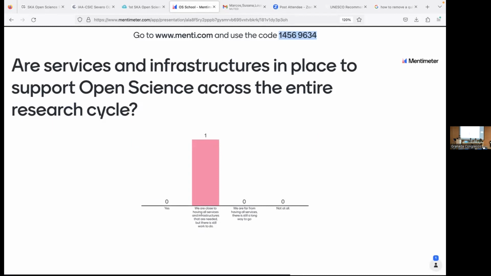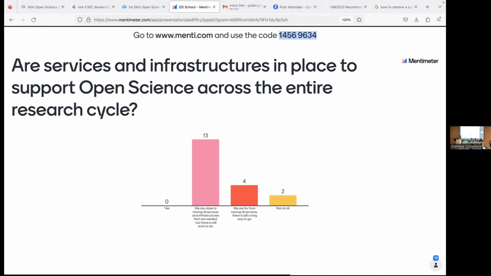Okay, so: are services and infrastructures in place to support open science across the entire research cycle? What do you think? Maybe Susana or Ruben, would you like to comment on that? I will say we are close, but maybe not so close, we need to do things, but we are much closer than maybe 5 years ago or 10 years ago.